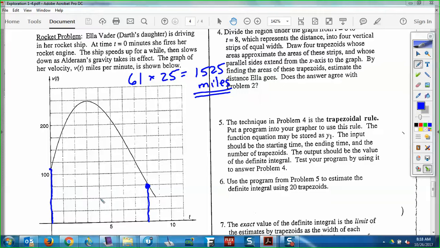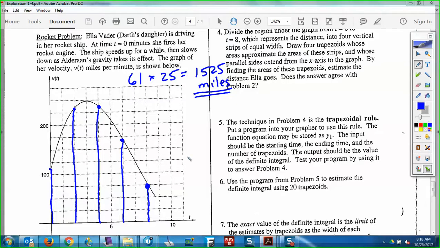So in number 4, it says, divide the region under the graph from 0 to 8 into 4 vertical strips of equal width, okay? So what they mean, if it's 0 to 8 and you want 4 of them, how wide is each one? Each one is 2 wide, okay? Like so. Those are my strips.